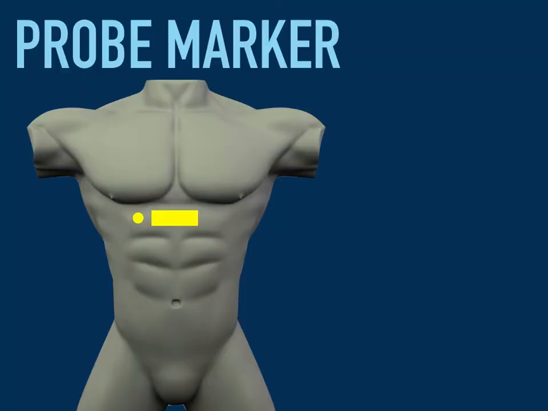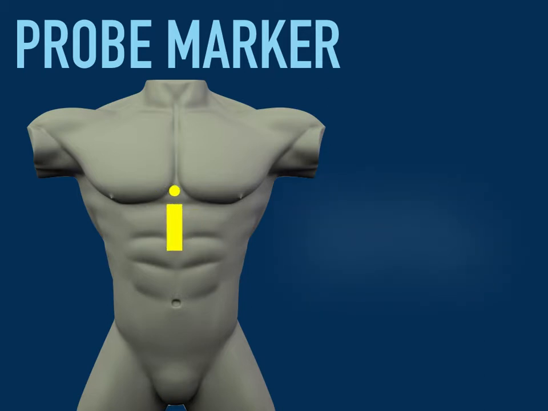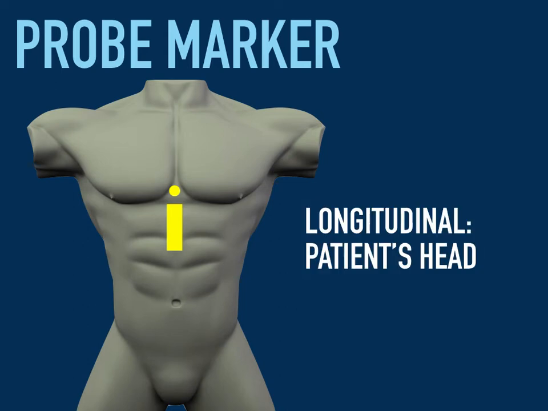Before starting, we need to keep in mind a couple of technical considerations. Every time you scan a patient or a model in a transversal view, we need to put the probe marker towards the patient's right. If we are going to scan in a longitudinal or sagittal view, we need to place the probe marker towards the patient's head.